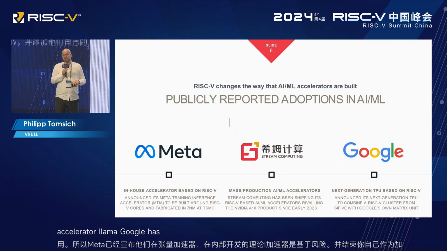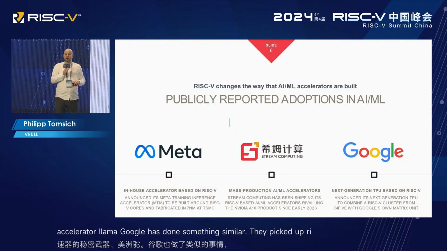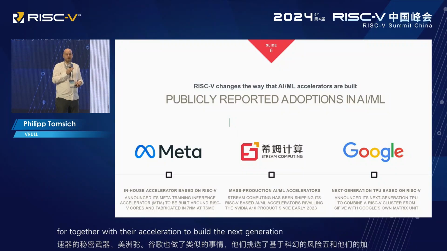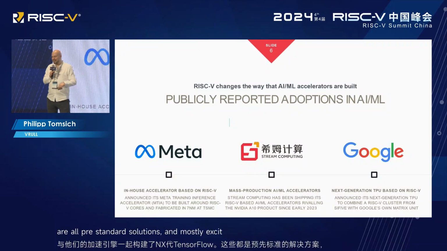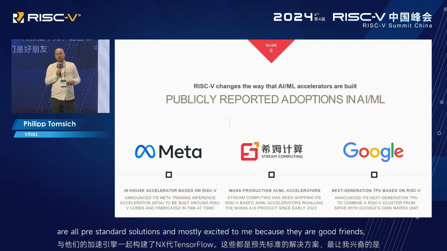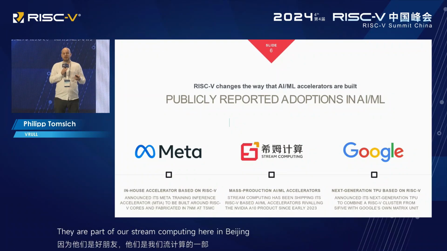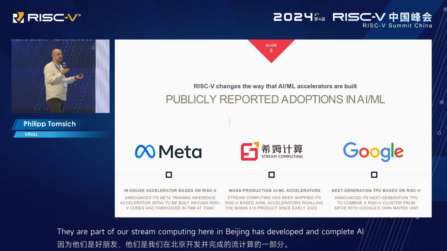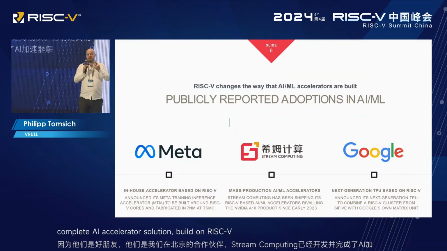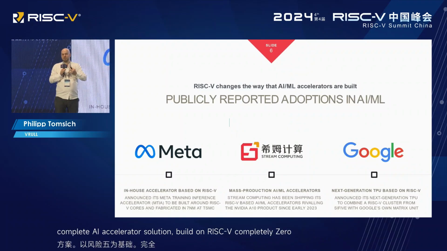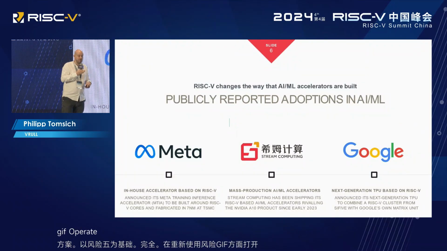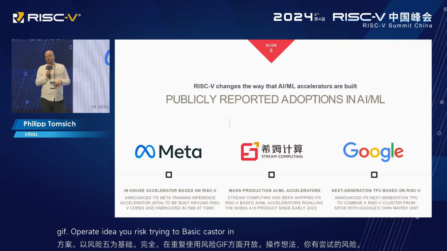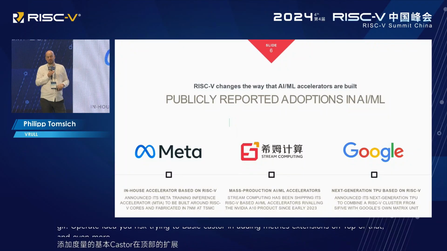Google has done something similar. They picked up RISC-V based on the SiFive core, together with their acceleration engines, to build their next generation tensor unit. And those are all pre-standard solutions. And most excitingly to me, because they're good friends, they are partners of ours, Stream Computing here in Beijing has developed a complete AI accelerator solution built on RISC-V, completely open in terms of reusing the RISC-V instruction set, the RISC-V basic software, and adding matrix extensions on top of that, and even open sourcing the specification of it.